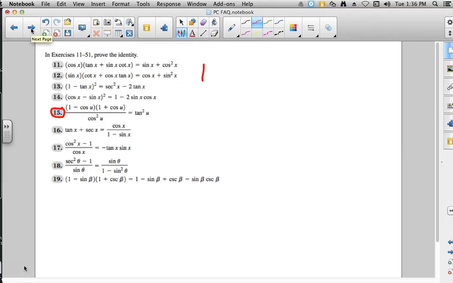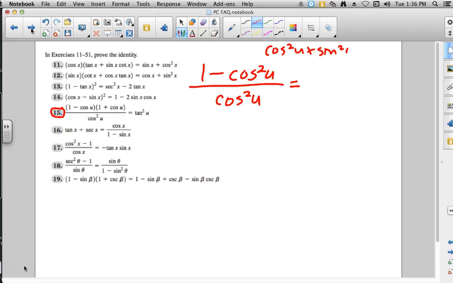And that is a sum and difference pattern. So we get 1 minus cosine squared u over cosine squared u. And hopefully you notice, hey, wait a minute, 1 minus cosine squared u, well, if I take cosine squared u plus sine squared u equals 1, which is one of our Pythagorean identities, and I subtract cosine squared u from both sides, that'll give me sine squared u. And sine squared u over cosine squared u is tangent squared u.